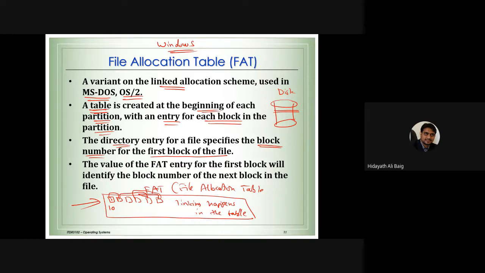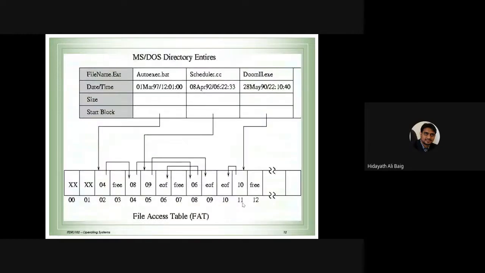I will show you the picture. It will be very clear for you. So this is the file allocation table. Now see this. This is the directory. What will be there in the directory? The name of the file, the extension, and the starting block. This is the second file. What is the starting block? This is the third file. What is the starting block? For example, for autoexe.bat, the starting block is block number 2. For this one, block number 5. For this one, block number 10. Which means the directory will tell where the starting of the file is.